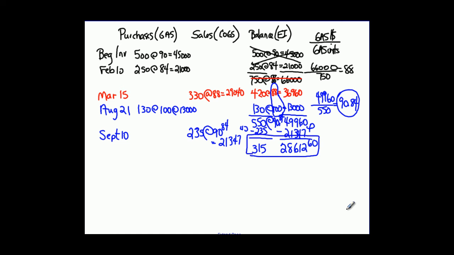To get our cost of goods sold in units and dollars, we're going to add the sales column. So we end up with 565 and 50,387.40. To get our goods available for sale, we're going to add up the units and the dollars.